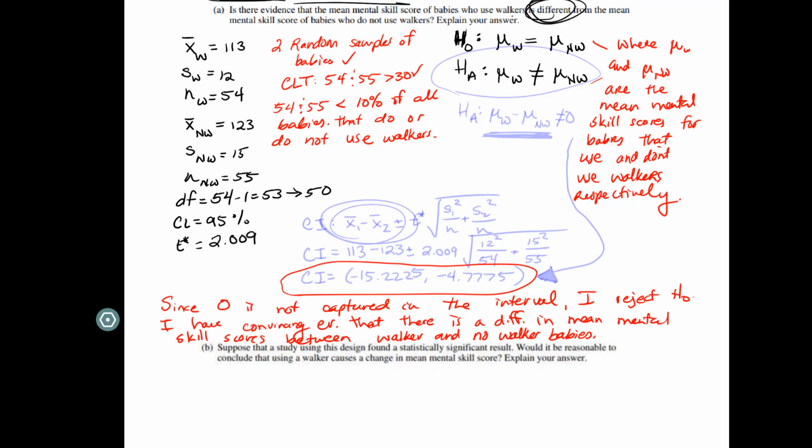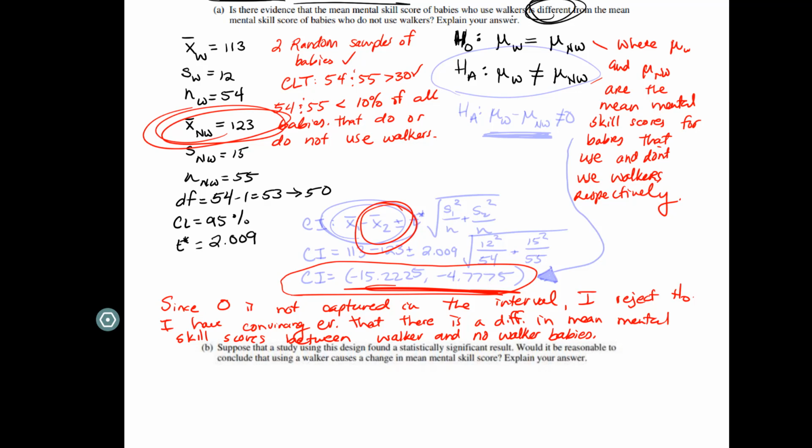Not only that, it gives us more information, because what does it tell us? The fact that this interval is entirely negative, which mental skill score is bigger? Well, if it's negative, it must be that second number. And which one was our second number? It was the no walker group. So it appears that not having the walker actually does seem to be correlated in some way with an increase in mental skill scores. But the question here is, does it cause a change, right?